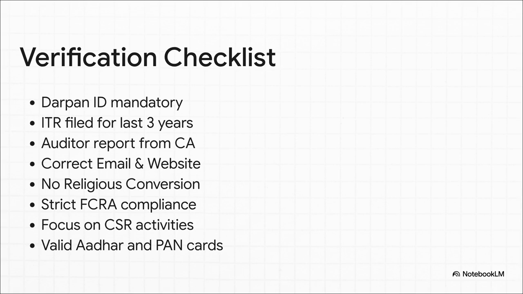Also, there is a strict no-no for any religious conversion activities. You need to know more in-depth about FCRA compliance and have a clear focus on CSR activities. Finally, prioritize the validation of Aadhaar and PAN cards for all primary contacts. If you don't verify all these required tax documents and registration details right out of the gate, your submission just collapses before it even starts.